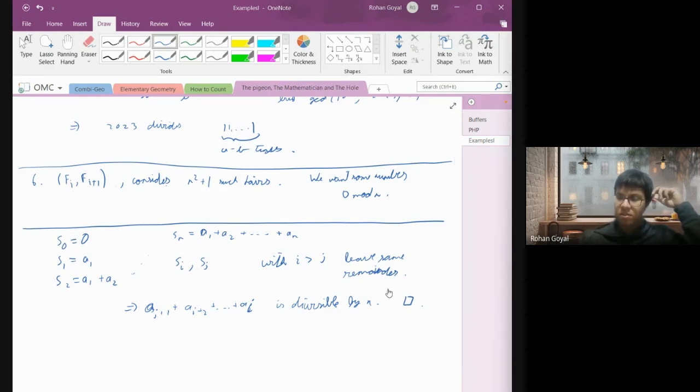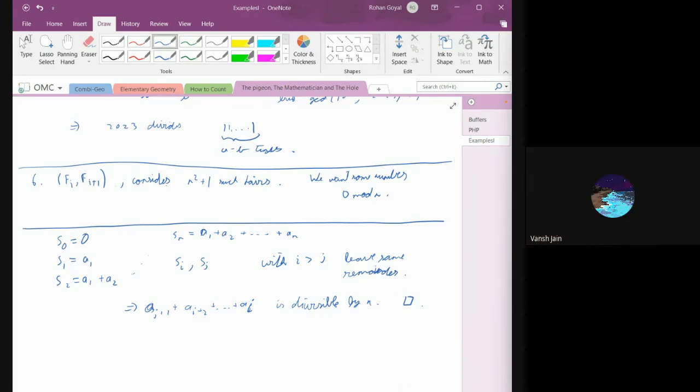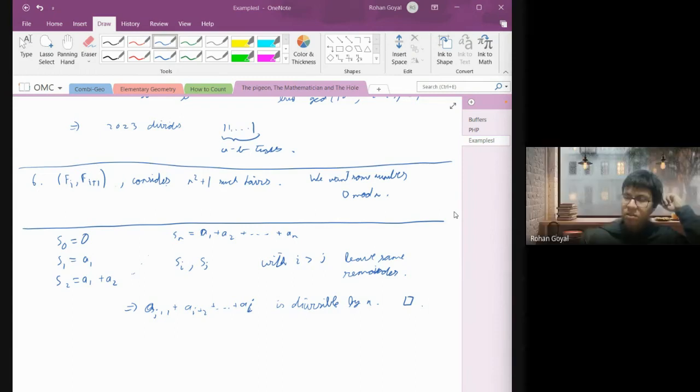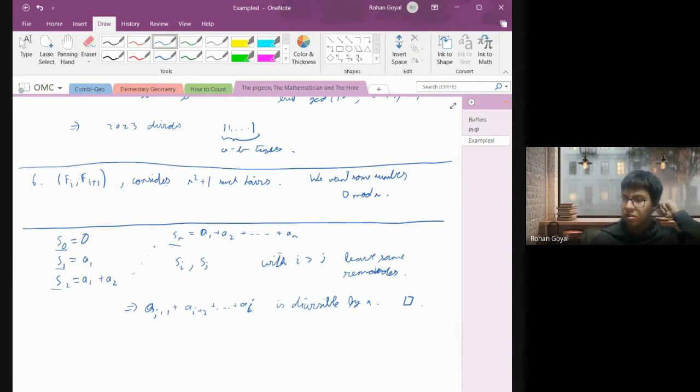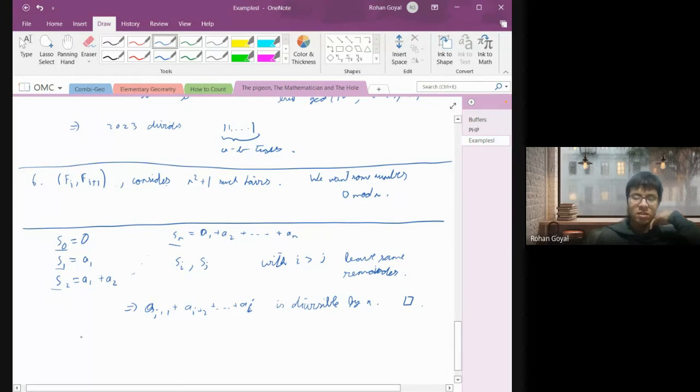Okay, Vansh, go ahead. I have a doubt. Pigeonhole Principle says that there are n pigeons and then k holes. Oh, n plus 1 pigeons, no? S0, S1, S2, up to Sn. There are n plus 1 things. So n plus 1 pigeons and n holes. Okay, so this works.